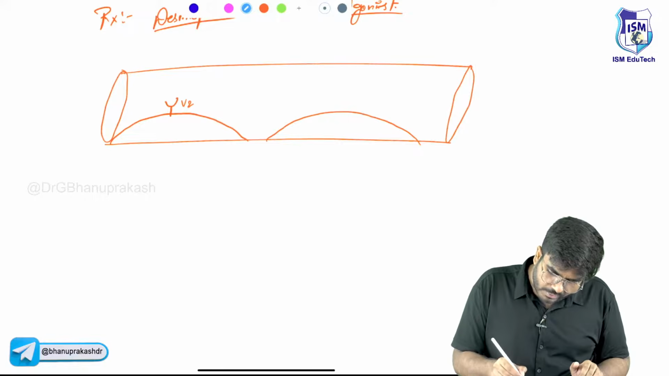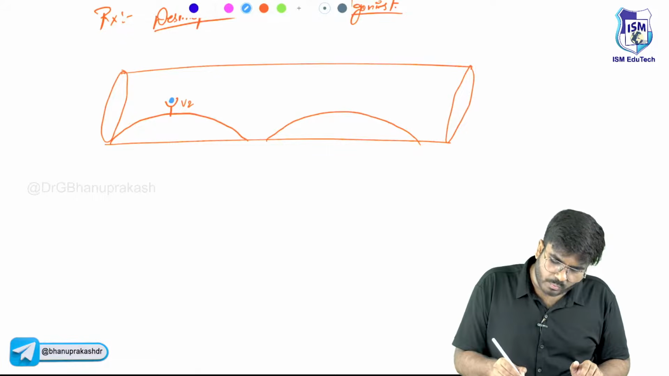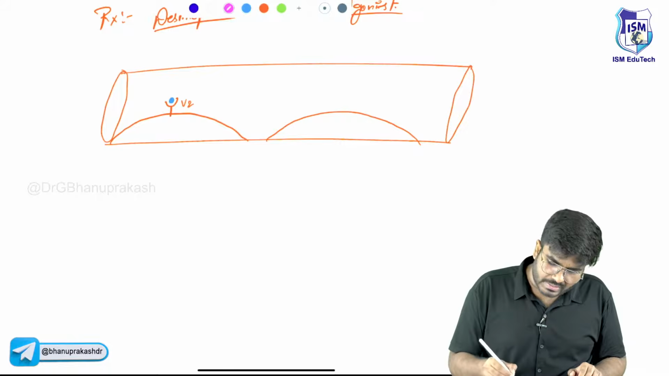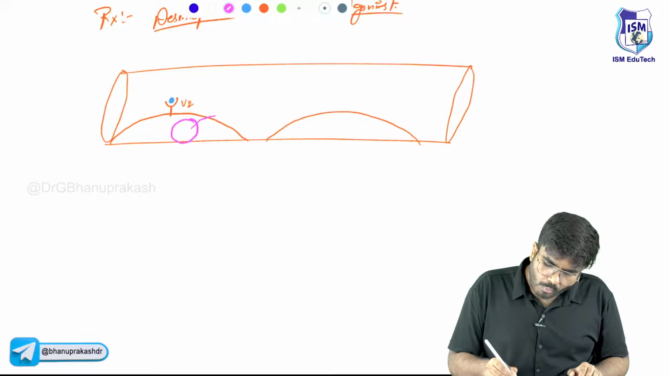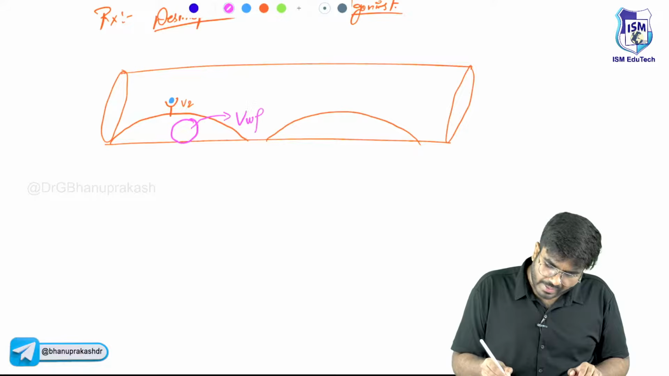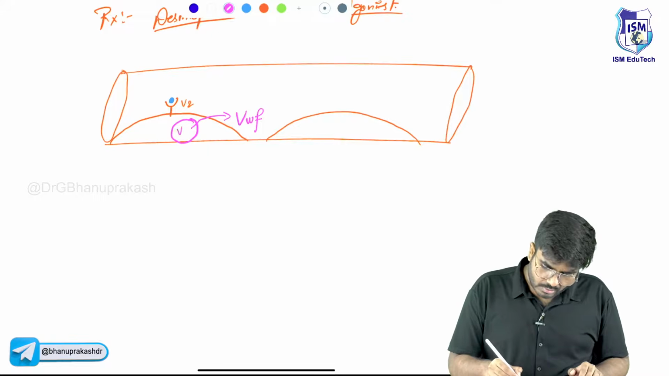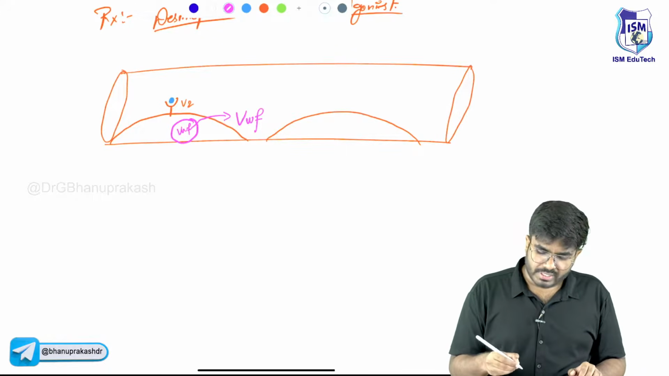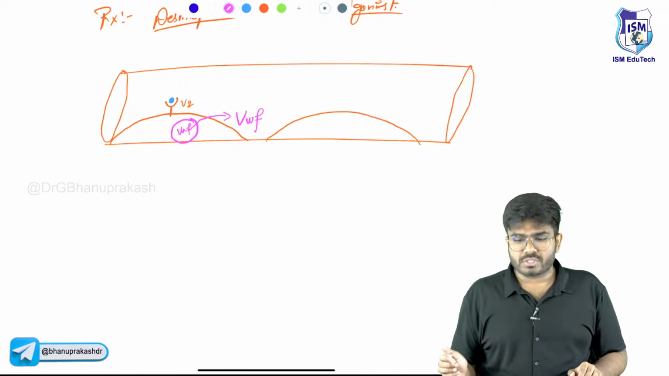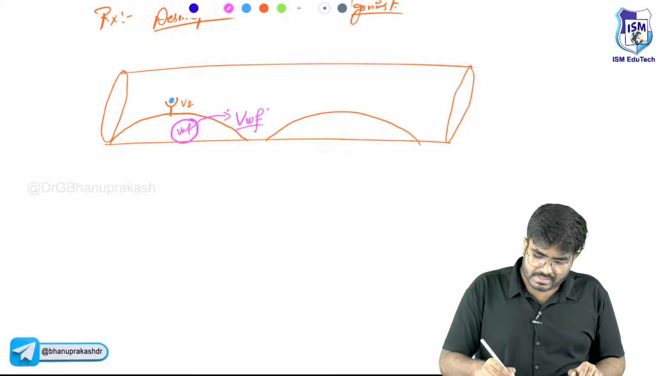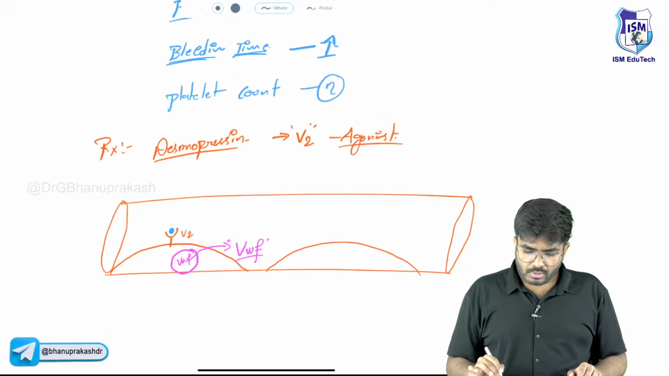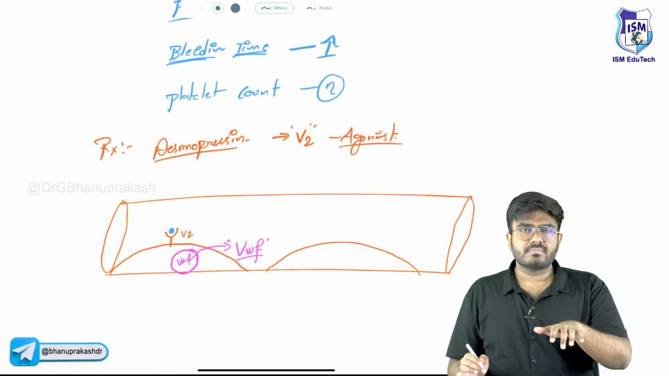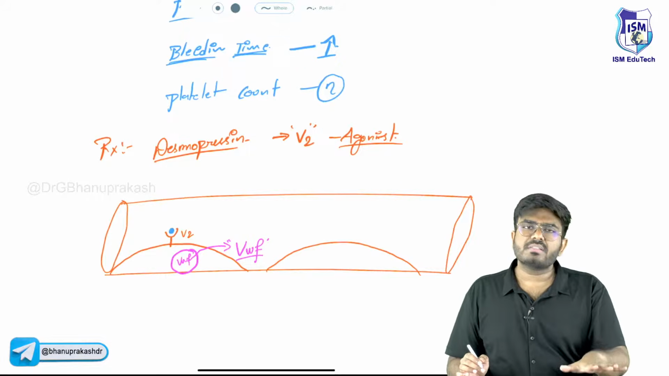If you stimulate this V2 receptor with the help of a drug called desmopressin, these endothelial cells will release more and more Von Willebrand factor. These are the Weibel-Palade bodies. Now they will undergo exocytosis and more Von Willebrand factor is now available.